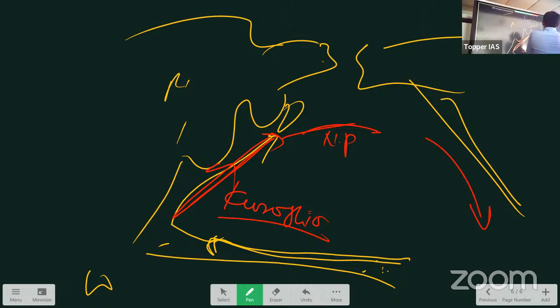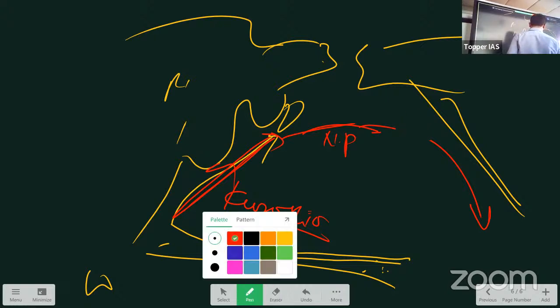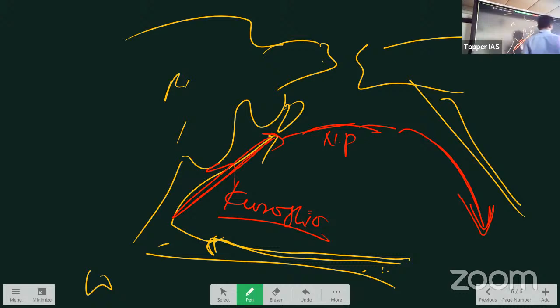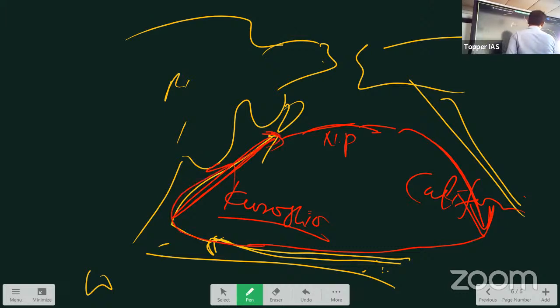So while coming back, you know, this water here is colder. So what is the name of this current? California Current. In the US, California is there. So this is the California Current. Again, the same California Current will become the North Equatorial Current. This is called a gyre. What is this called? Gyre.